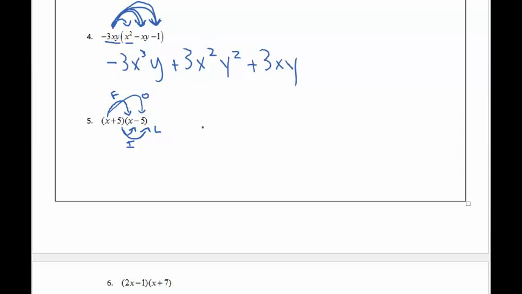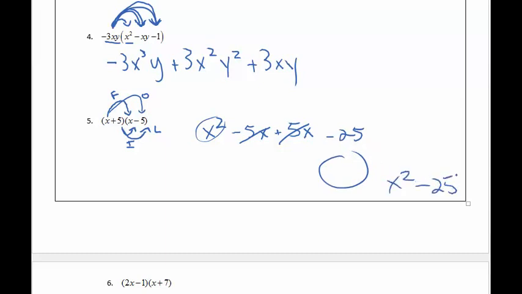Okay, so the F in FOIL, x times x, x squared. The O in FOIL, x times negative 5, negative 5x. The I in FOIL, positive 5 times positive x, 5x. And then the L in FOIL, minus 25. Whoops, that got sent down to the bottom. That should be up here. Okay, so you'll notice that these two terms go away, right? We always want to simplify when we can. So that gives me an answer of just the x squared and the minus 25. Okay, so x squared minus 25 is my final answer for that one because these two terms went away.